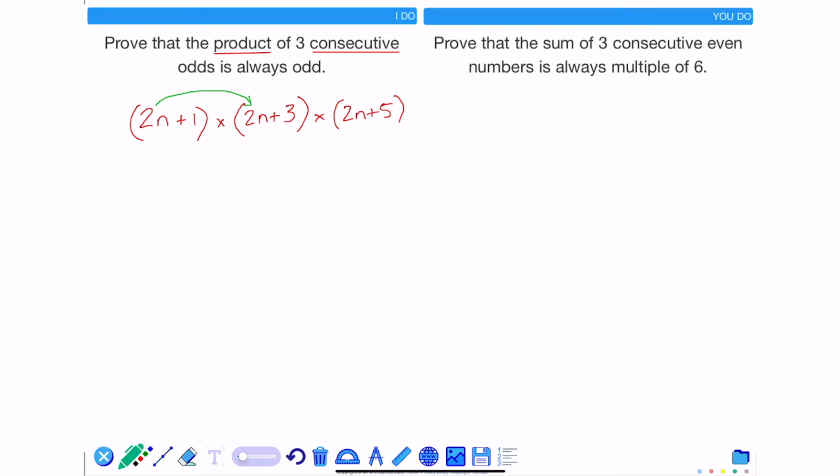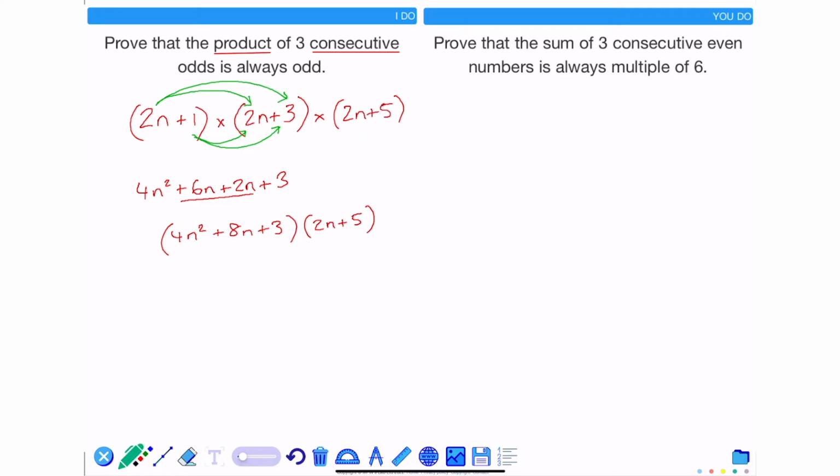2n times 2n, 2n times 3, 1 times 2n, and 1 times 3 would give me 4n squared plus 6n plus 2n, and then add 3. Simplifying the middle two terms would give 4n squared plus 8n add 3. Now this is the product of the first two brackets, and I now need to multiply this by 2n add 5. Every term in the first bracket needs to be times by every term in the second.